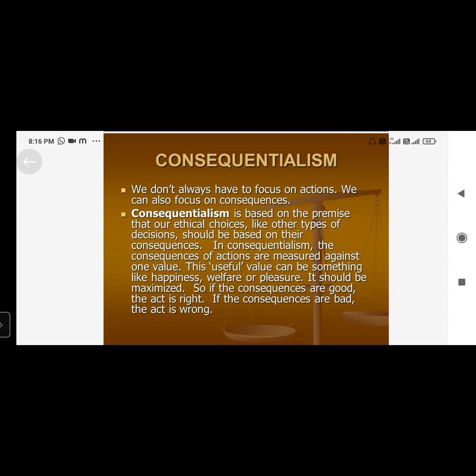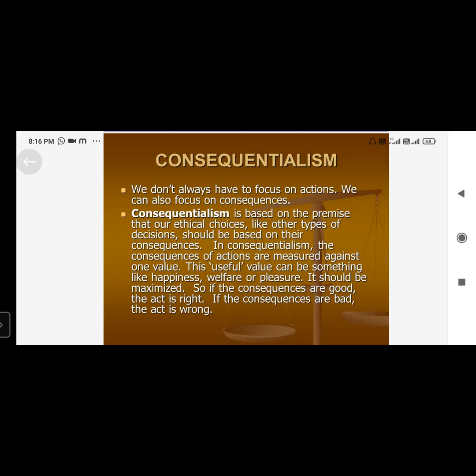Now this useful value can be something like happiness, welfare, or pleasure. It should be maximized. So if the consequences are good, the act is right. If the consequences are bad, the act is wrong. So this theory talks about consequences.